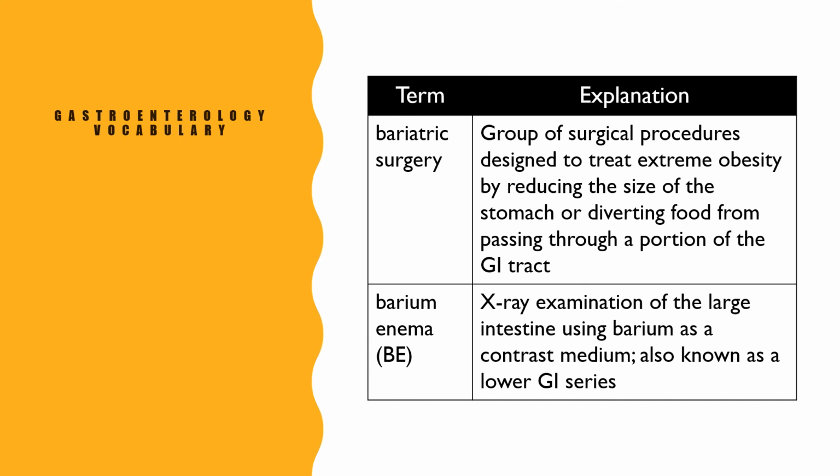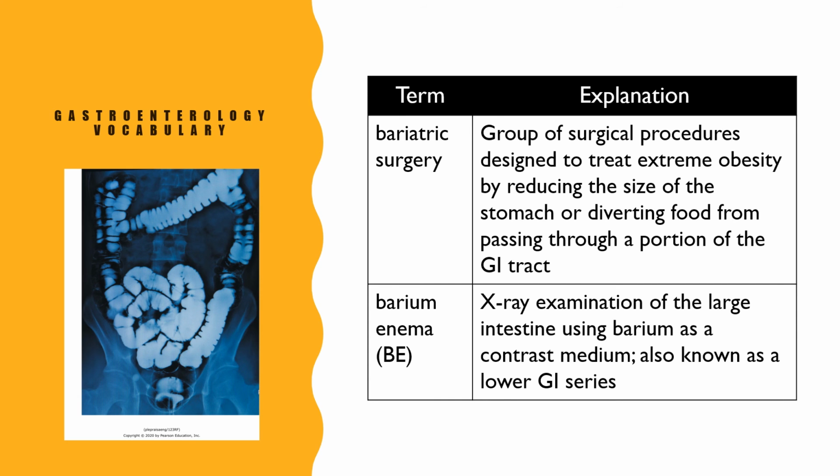Bariatric surgery is a group of surgical procedures designed to treat extreme obesity by reducing the size of the stomach or diverting food from passing through a portion of the gastrointestinal tract. A barium enema, abbreviated BE, is an X-ray examination of the large intestine using barium as a contrast medium. It's also known as a lower GI series.